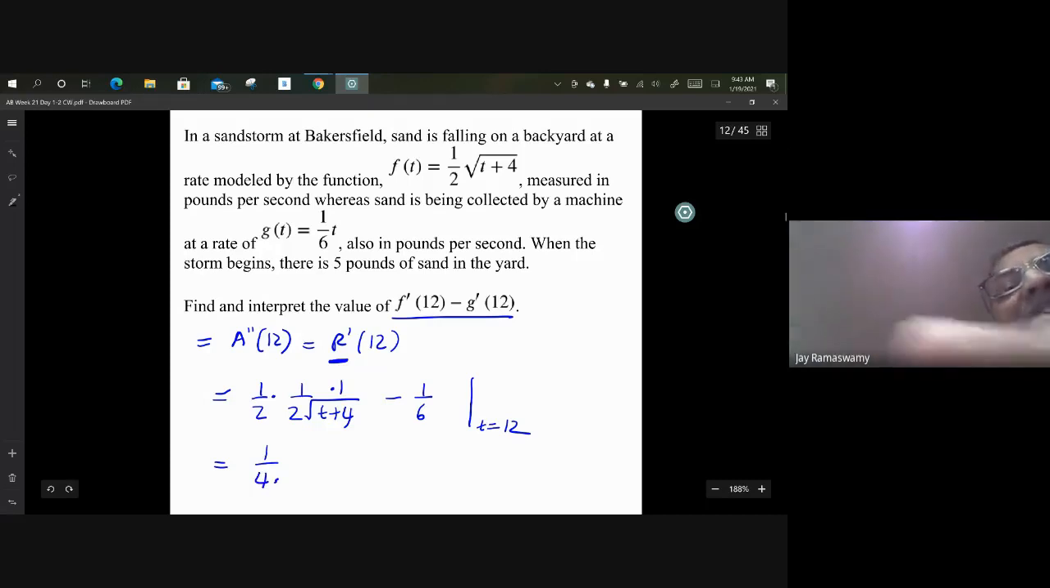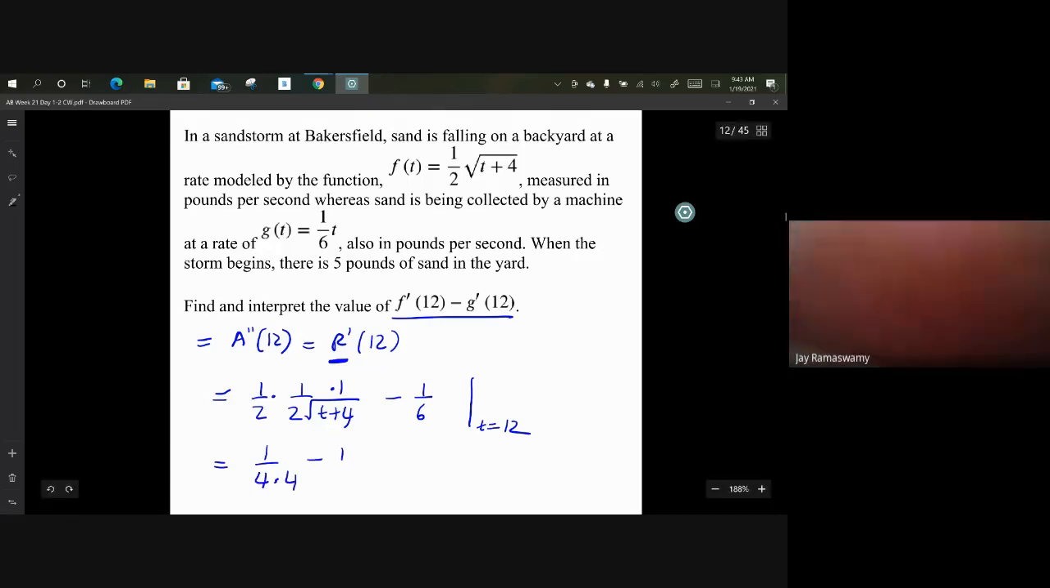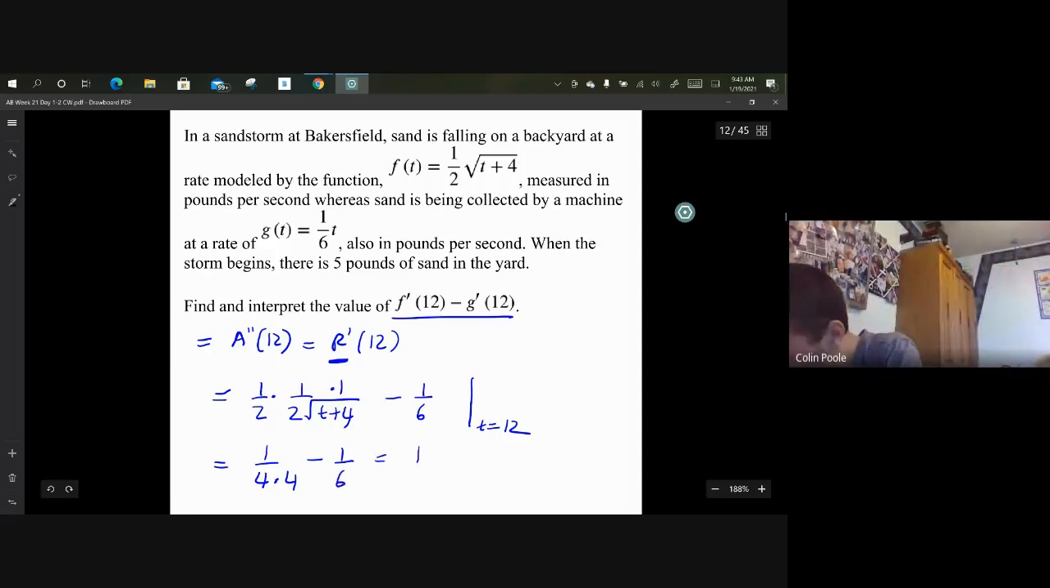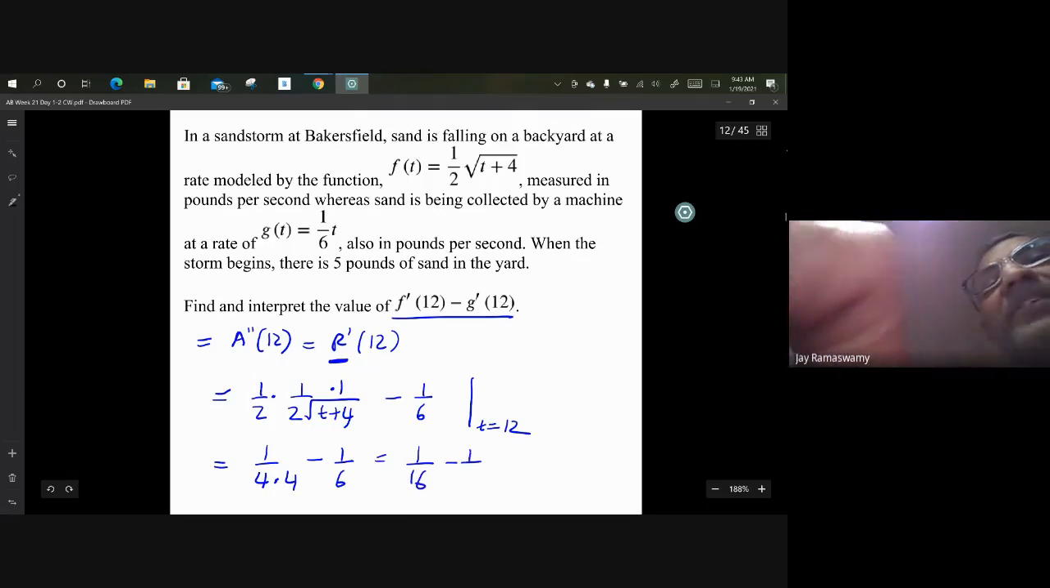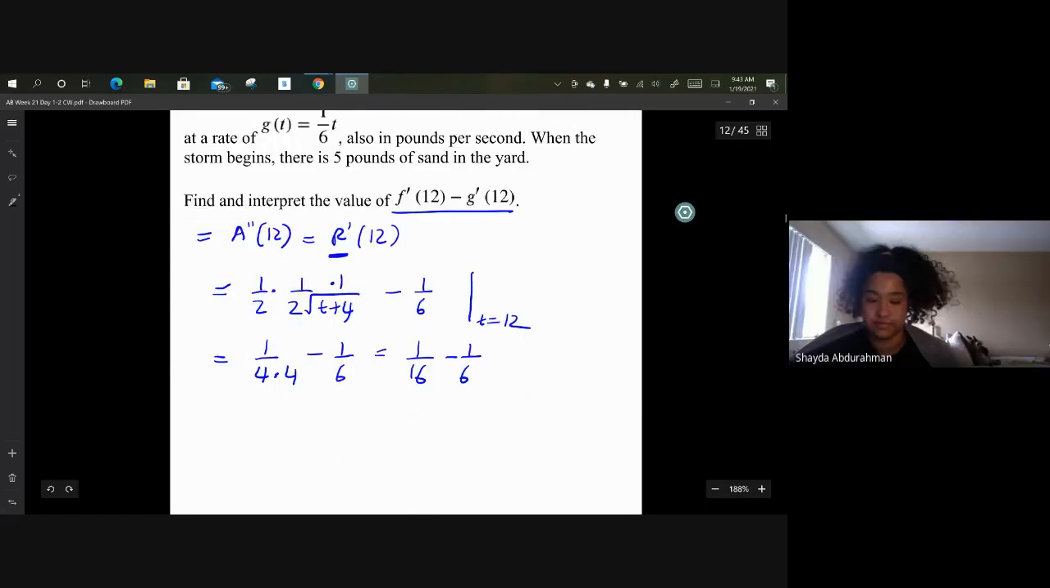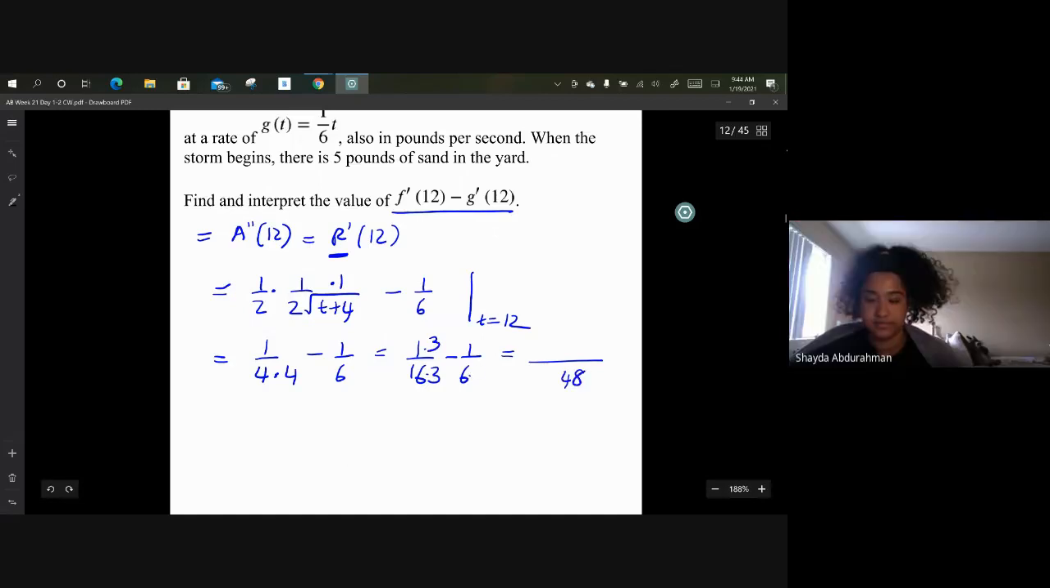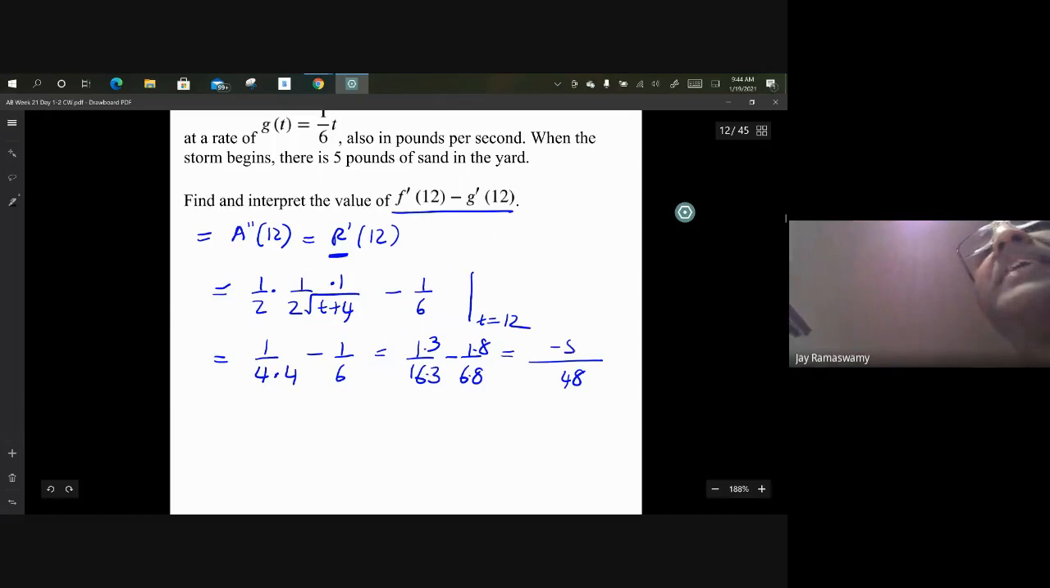And then 12 plus 4 is 16. Square root is 4. Is that 1/16 minus 1/6? Now I'm informing you, your LCM is 48. Okay, 16 goes 3 times, 6 goes 8 times. So is that negative 5/48?